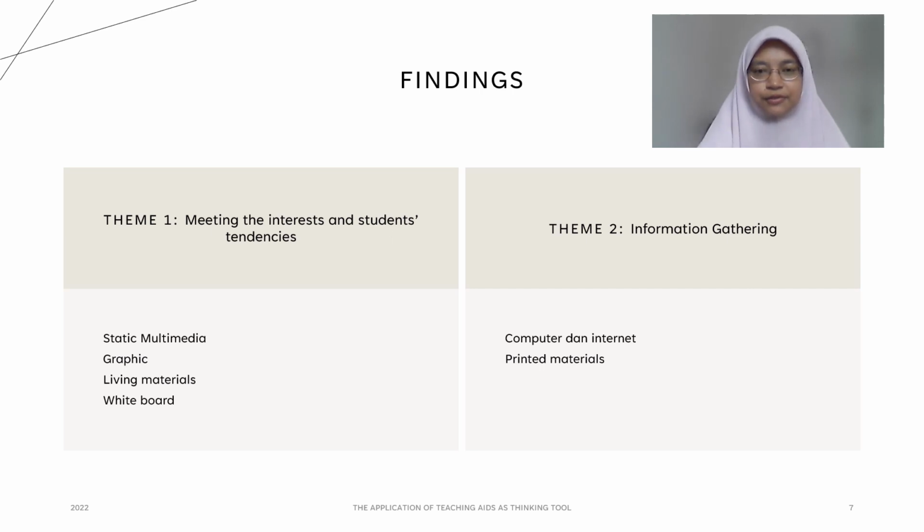I want to share with you the findings of this research. There are three general themes. The first theme is meeting the interests and tendencies of students. Teaching aids in this research meet the various interests and tendencies of students. A teacher said in this research that students now love visuals. They like watching TV, and almost all the participants use multimedia that combines audio, visual, text, and animation.